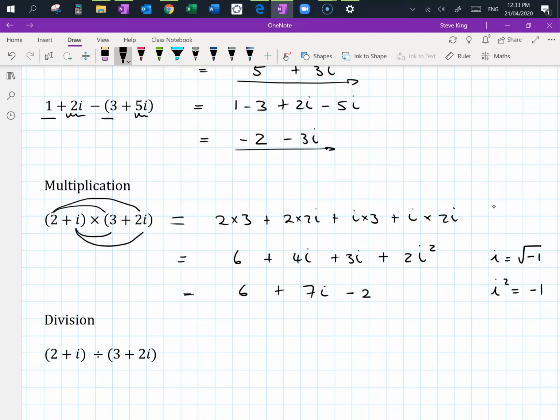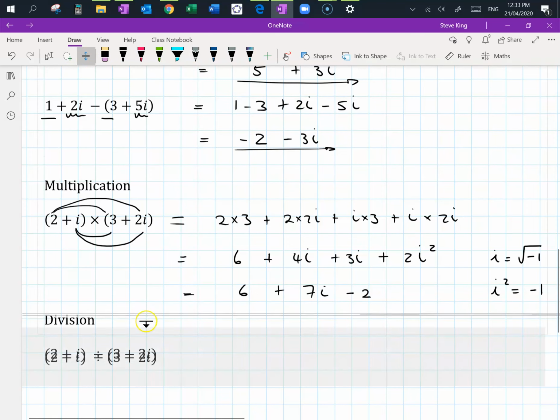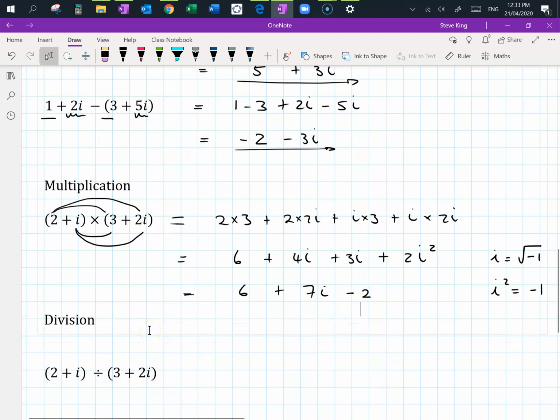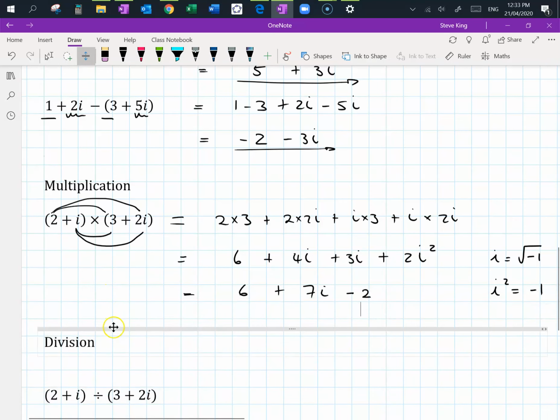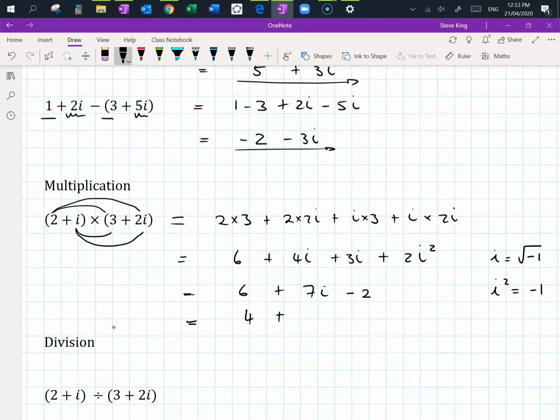And so my final answer is going to be 6 minus 2, that's going to be 4 plus 7i. And we have multiplied two complex numbers together.